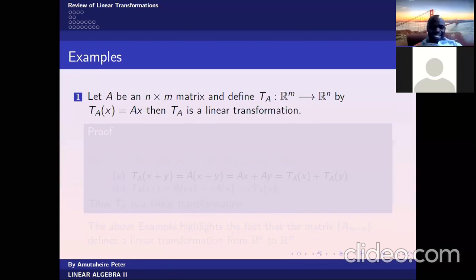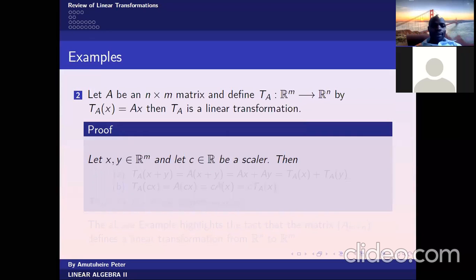So how do we know it is a linear transformation? We need to check the other two properties, A and B. So we let x, y be vectors in this first set. Remember, this first set we call the domain, and this one is called the codomain. So we pick two vectors in the domain, and then we let c be a scalar.